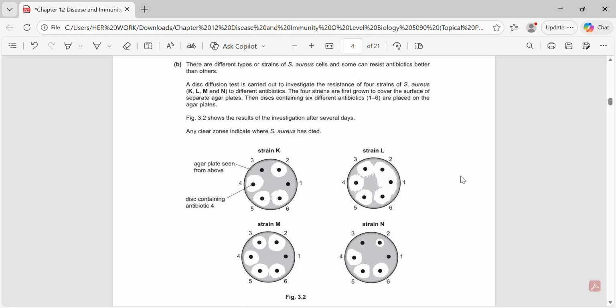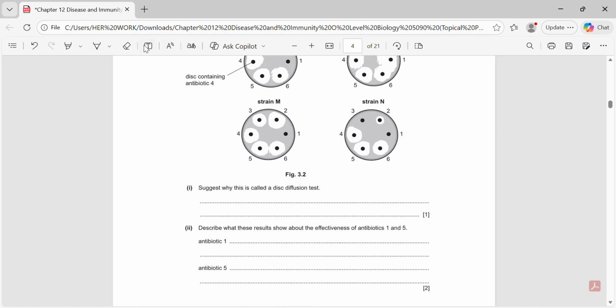Figure 3.2 shows the results of the investigation after several days. Any clear zones indicate where S. aureus has died. So, what's happening here is that different strains of the same bacterium are being tested against different antibiotics, using agar plates and antibiotic discs. The clear zones show where the bacteria have been killed by the antibiotic.